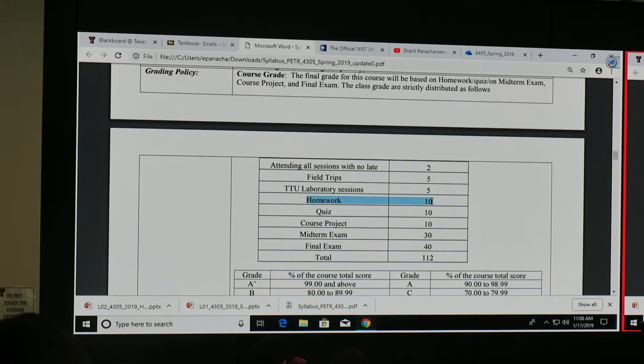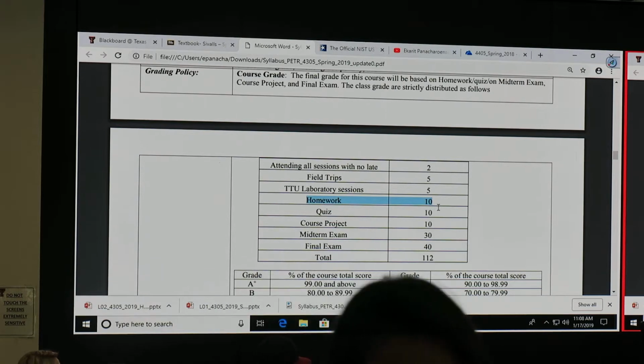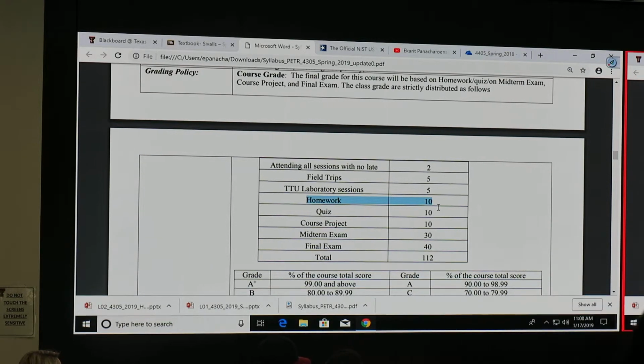Homework, 10 points. Homework is graded on completion. You do it. If you did it wrong, you get 10 points. If you did it correct, you get 10 points. If you don't do it, you get 0. So if I have 10 questions, you do 9, and you don't do the last one, you get 9 points.